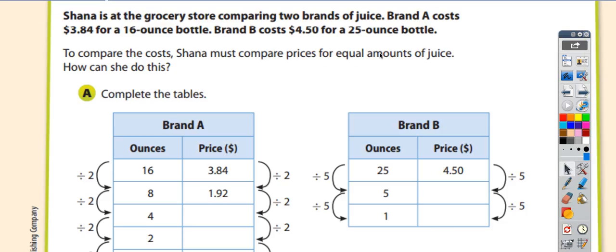So we are moving on to the grocery store comparison problem. Let's read it together and talk about what you're supposed to do. You'll pause the video, and you'll resume the video when you're ready to check answers.